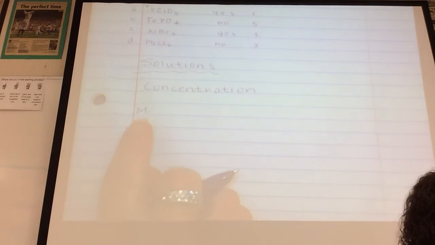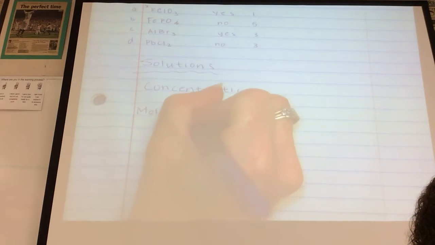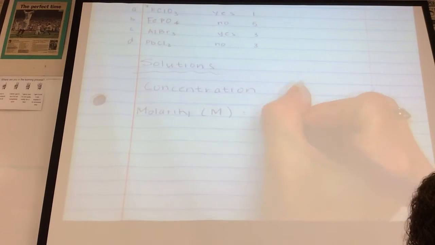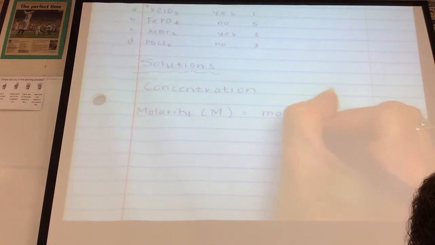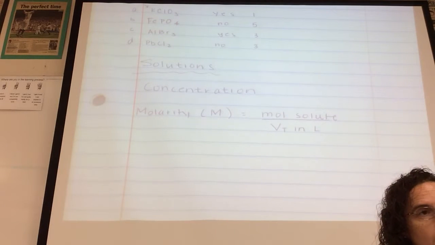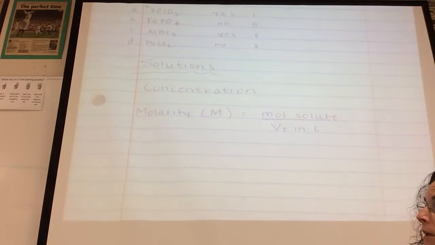All right, so with molarity, capital M for molarity, this is going to be moles of solute over the total volume in liters. Because sometimes when you make a solution, you don't add as much water as you need at the end, because you need everything to dissolve. So it's a little tricky there. We'll go over that in detail.